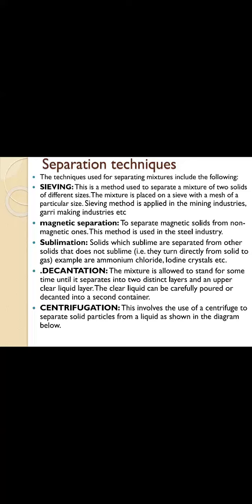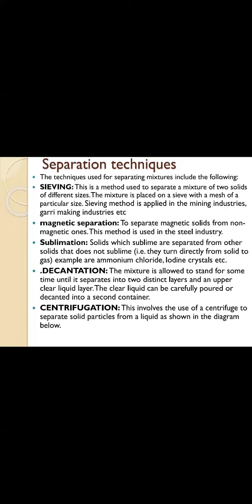Another separation method is sublimation. Sublimation is the conversion of a solid to gas. That's the main definition for sublimation. So it is a method that is used to separate substances that sublime from substances that do not sublime. Examples of substances that sublime are iodine, ammonium chloride, and solid carbon dioxide, that is dry ice.